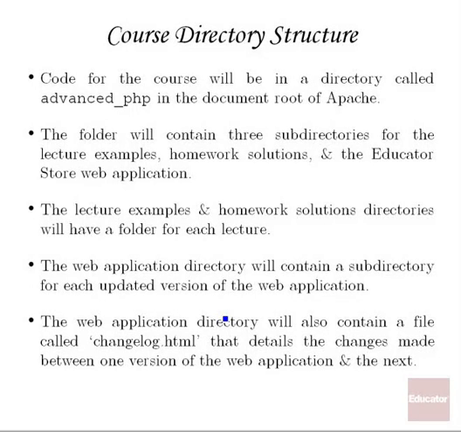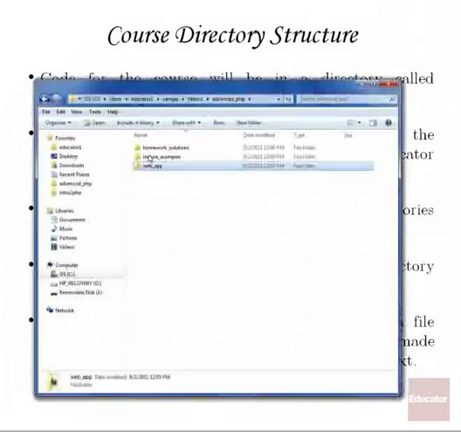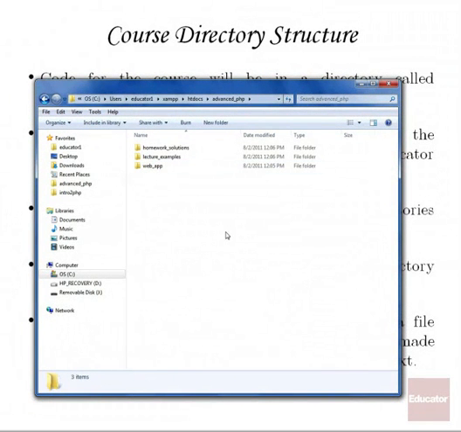Basically, what I'm going to do now is go over the structure of that zip file and how the files are going to be structured within our web tree, or the document root of our Apache server. So the first thing is we're going to be creating a folder called advanced_php in the document root of Apache. I've already unzipped this file that you're going to be able to get from the website.